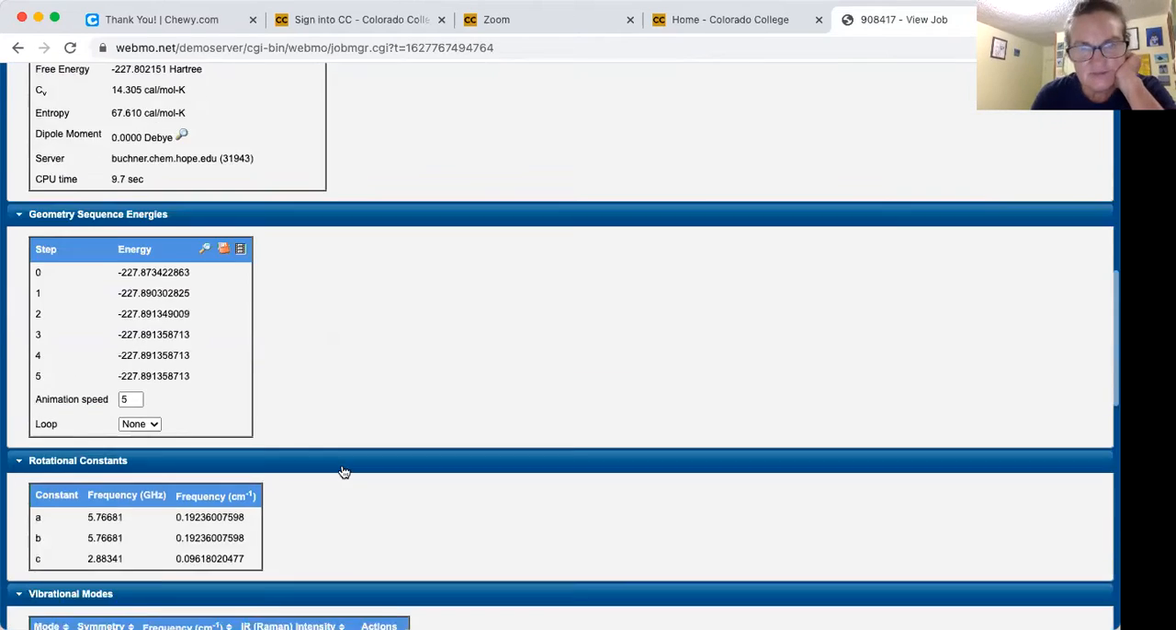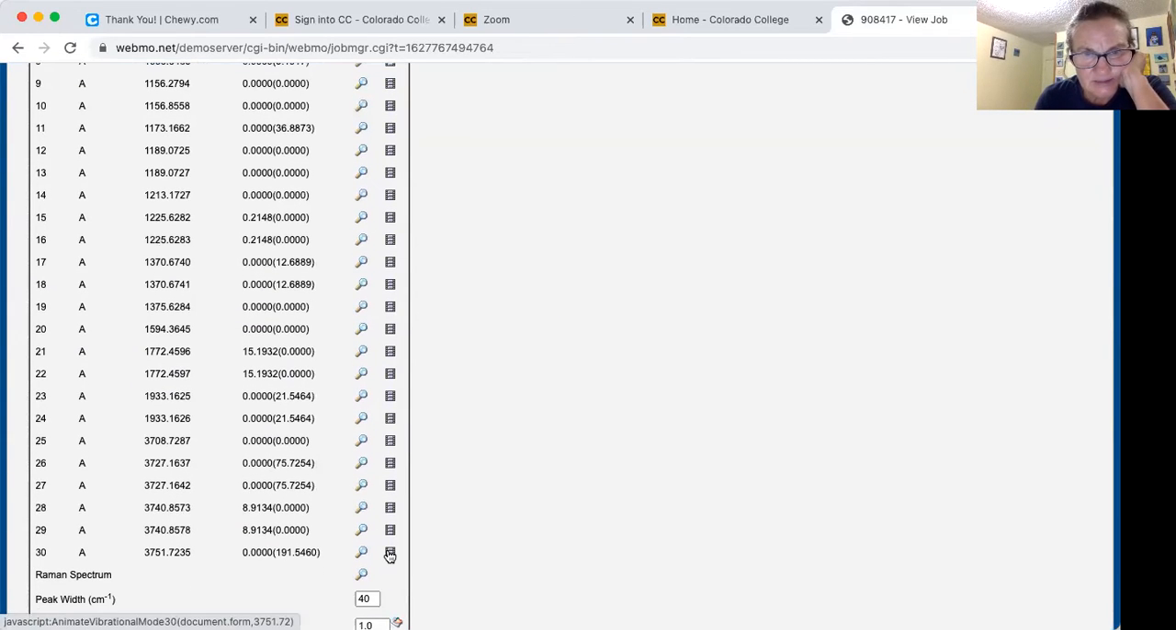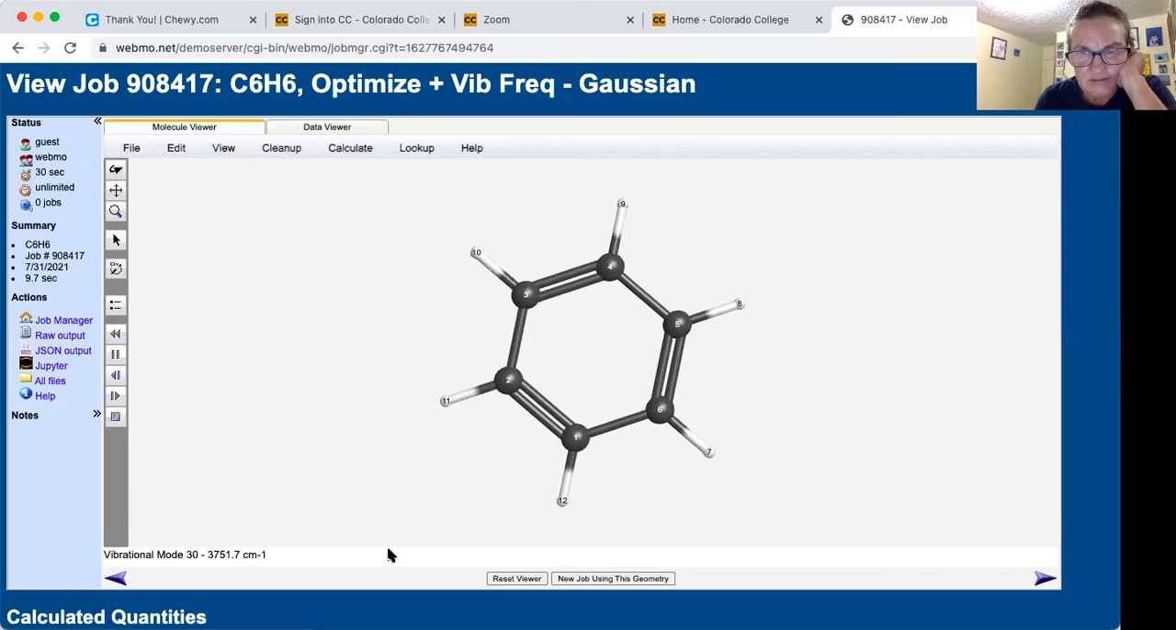Let's see if there's a different one. Those are very hard to see, actually, aren't they? Let's look at this very last one. There we go. That one's easy to see, where all the hydrogens are stretching out. So in the process of that motion, the dipole moment shouldn't be changing. So usually you can see things pretty clearly on Webmo with the movies that they make.